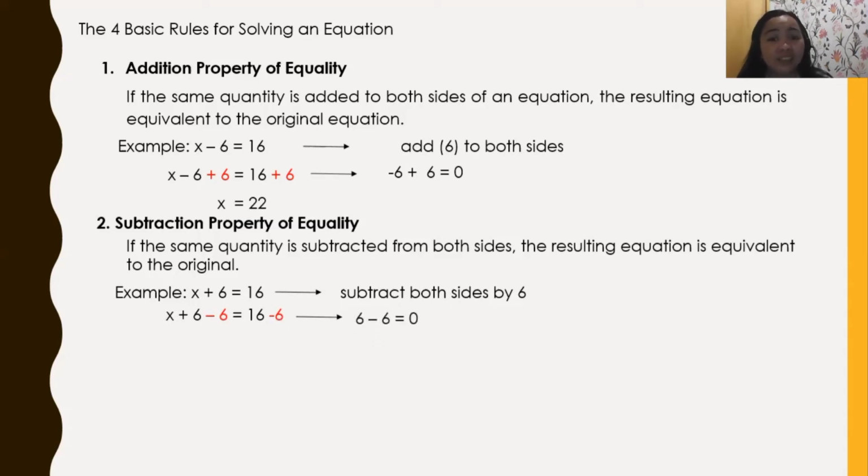6 minus 6 is 0, kaya mawawala na yon. Ang matitira is x equals 10. Saan nanggaling si 10? That came from 16 minus 6. Therefore, the value of x is 10. That is subtraction property of equality.